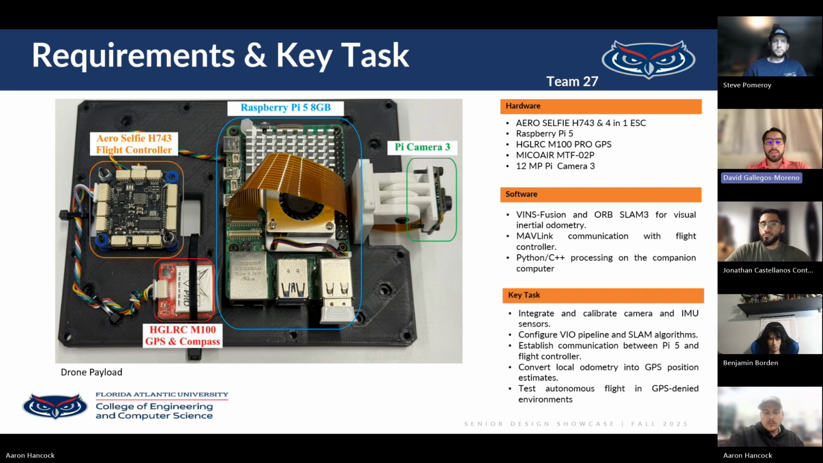We went through a good bit of work when we established the communication between the Raspberry Pi 5 and the flight controller. And actually, last but not least, we also converted local odometry into GPS positioning estimates with a geodetic function, and then we went through test autonomous flights in GPS denied environments.